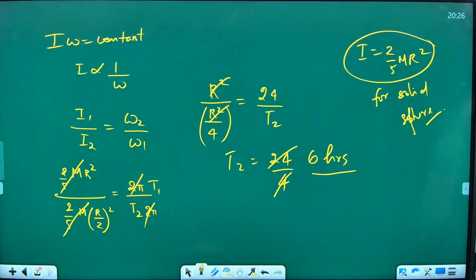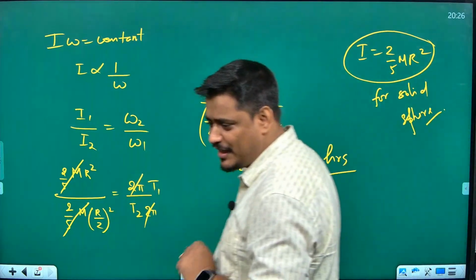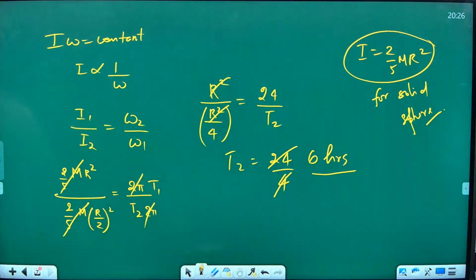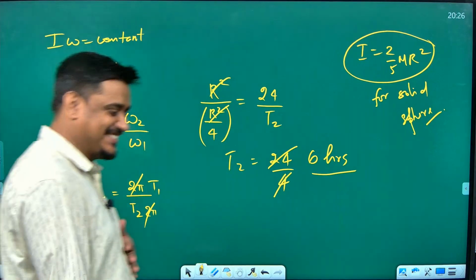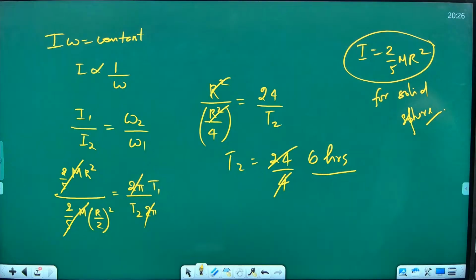Interesting question, simple also, if you know the formula of moment of inertia and angular velocity. Not complicated, don't say it is a tough question. If your brain is there, the question is easy only. Shall I give the next question? Make it fast, please.